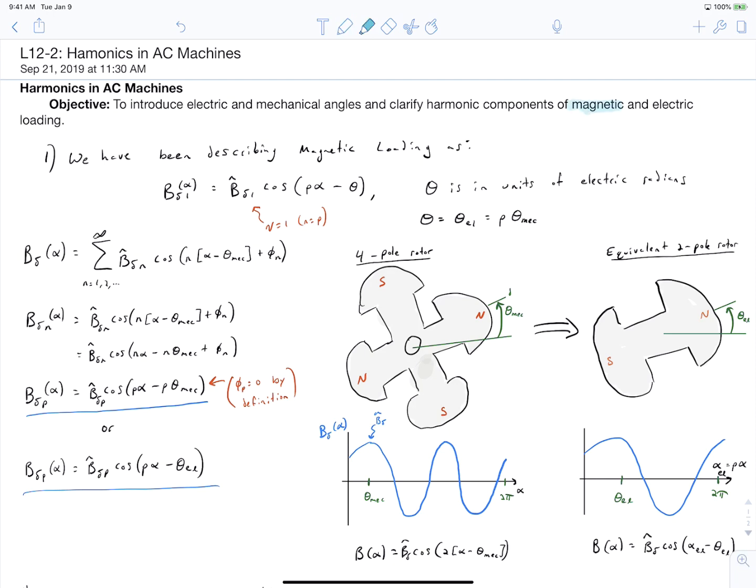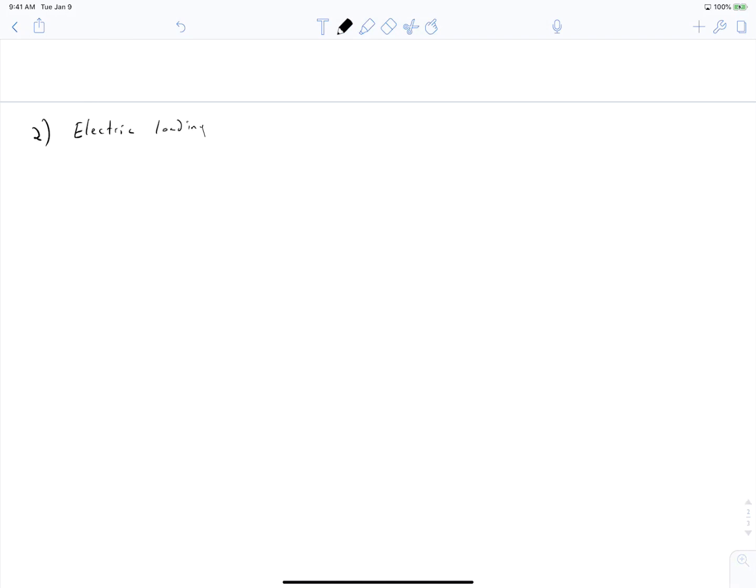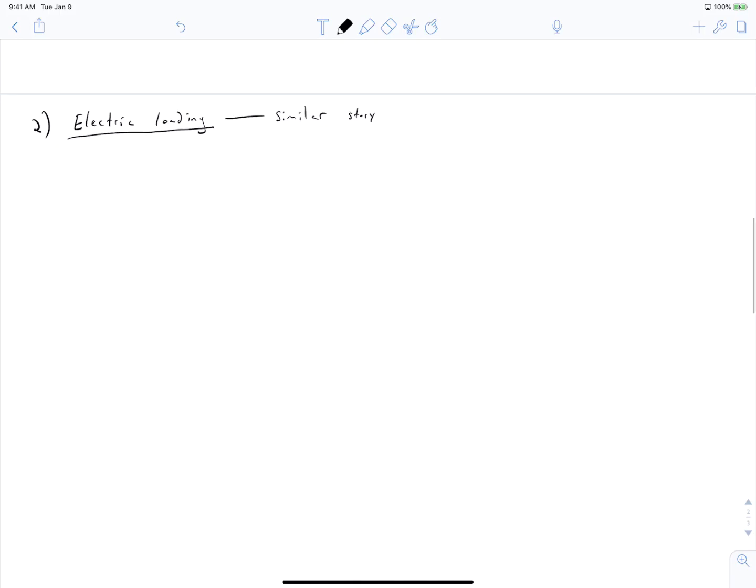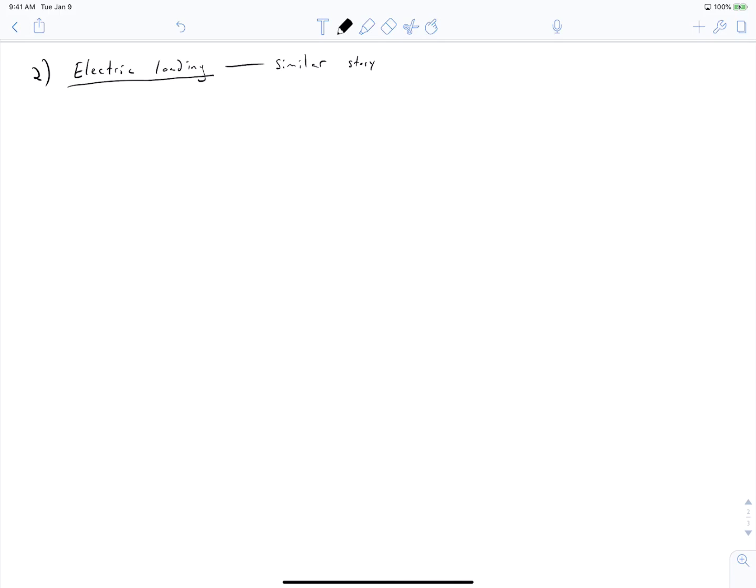Now we're going to address these same things with electric loading. And I'm noting down that for electric loading, we have a similar story for how we can talk about components as being either indexed to n or v, and we can talk about electric degrees or electric radians versus mechanical radians. So if you recall, we had said that in order to create torque, we need to have this rotating current density on the inner bore of our stator. And I'll write this out as a circumferential expression that we had developed.